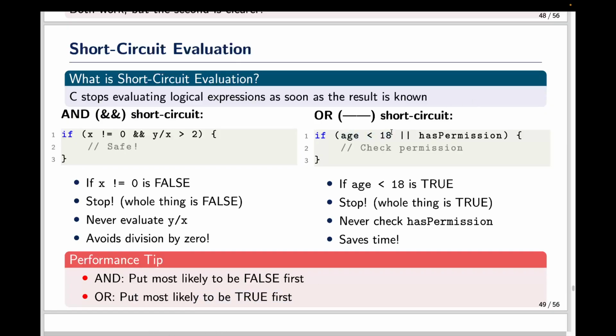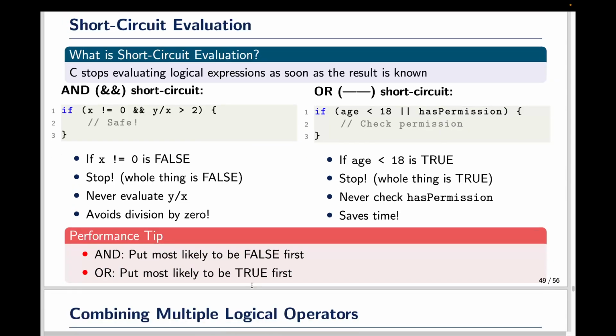In this way, if this is always going to be true, because this is the main parameter, age, and has permission is just a variable storing associated data, then these are two performance tips. You can use them to increase the pace of your compiling and the running of your code.